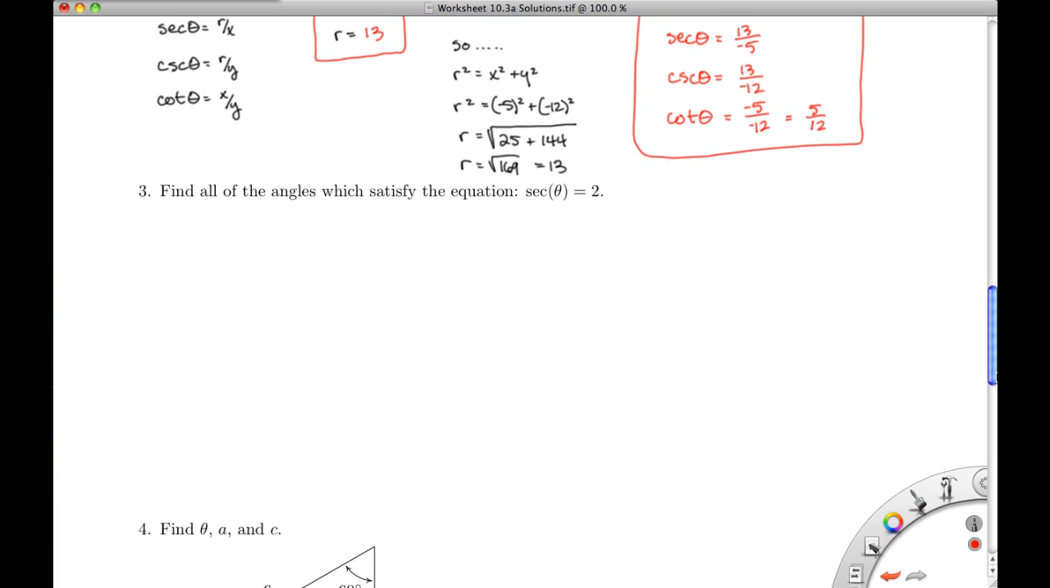Okay, so for number 3, we want to find all angles that satisfy the equation secant of theta is equal to 2. Well, we kind of did ones like this in 10.2 with the sine and cosine. So based on that, let's go ahead and recycle that information. The secant of theta we can think of in terms of sine and cosine as 1 over the cosine of theta. So this takes our equation into a slightly different form. If the secant of theta has to be equal to 2, we could write this as 1 over cosine of theta has to be equal to 2.